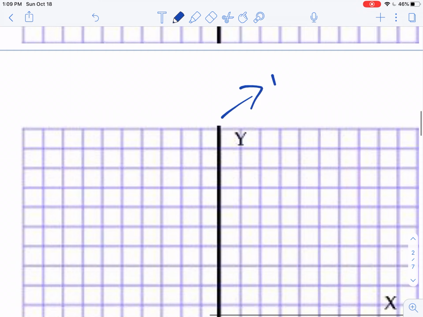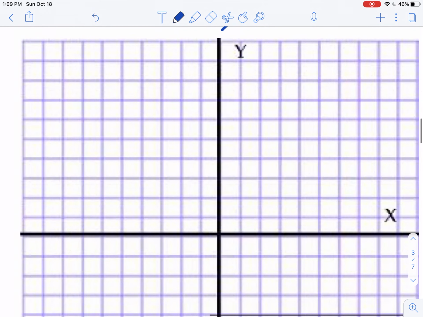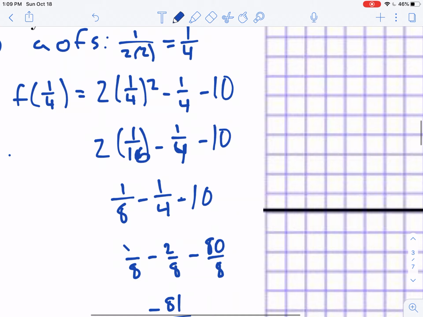So again, I'll count my y-axis by 2. I'm going to count my x-axis this time, though, by 1/8. So let me shrink all my work.